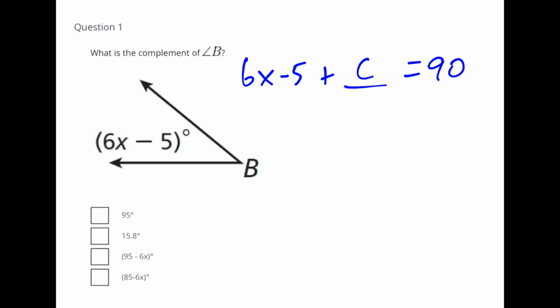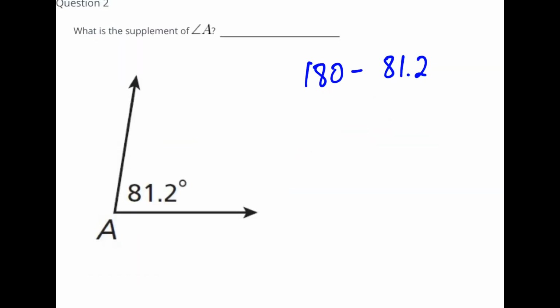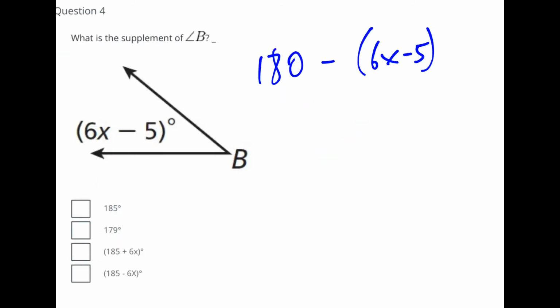For one, we can set up like this to figure out the complement, or we can start setting it up like this. So we're going to distribute the negative, and it turns out we're going to get 95 minus 6x. Here we take 180 minus. Our answer should be 98.8 degrees. We take 90 minus, and we get 8.8 degrees. I take 180 minus this entire quantity. Remember to distribute the negative, so we're subtracting 6x, but we're adding 5. That's how I get 185 minus 6x.